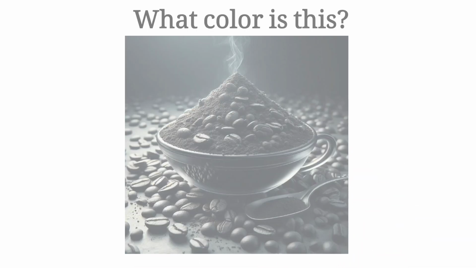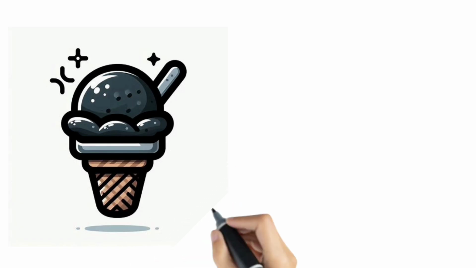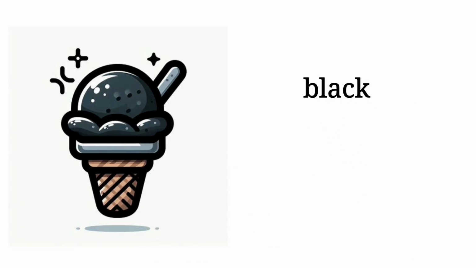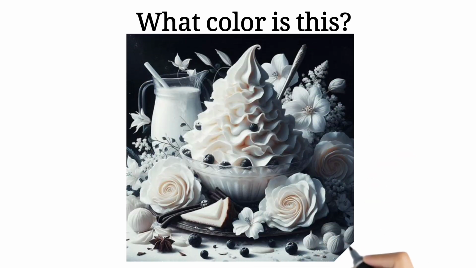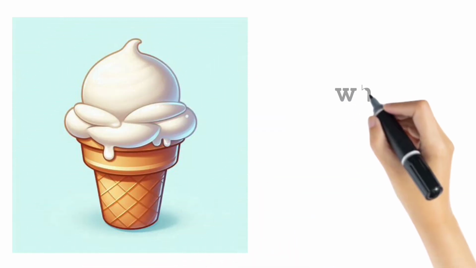What color is this? 5, 4, 3, 2, 1. Black. What color is this? 5, 4, 3, 2, 1. White.